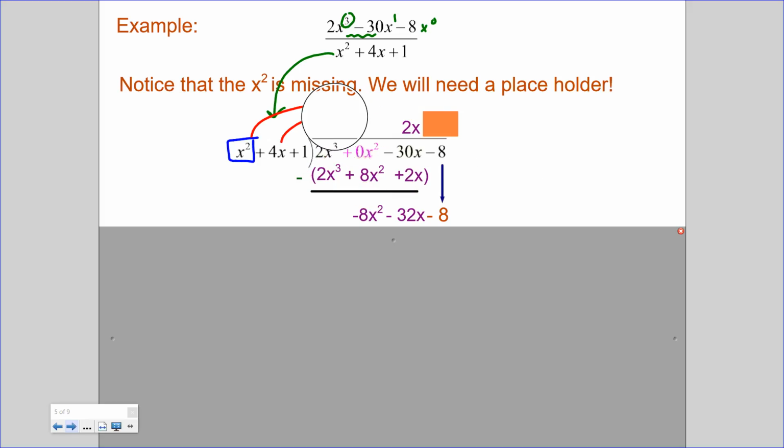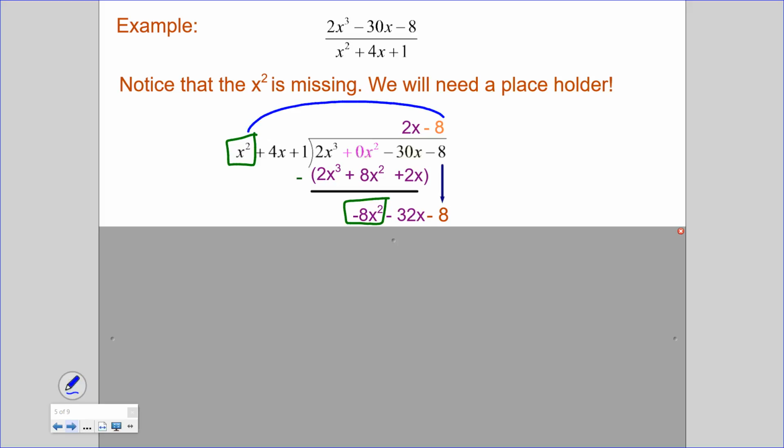So I'm going to erase these markings. And we begin by dividing the first term here always by the first term outside. So negative 8x squared divided by x squared. The x's all cancel out, leaving us just with negative 8. Now that we've divided, we will multiply negative 8 by every term here on the outside. Please make sure you're multiplying a negative 8. All right, so negative 8 times x squared is negative 8x squared. Negative 8 times 4x is negative 32x, and negative 8 times 1 is negative 8.